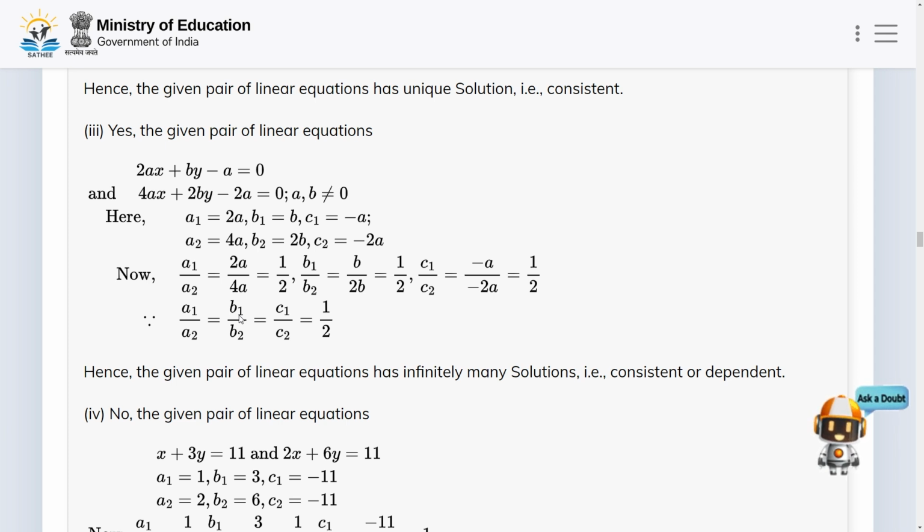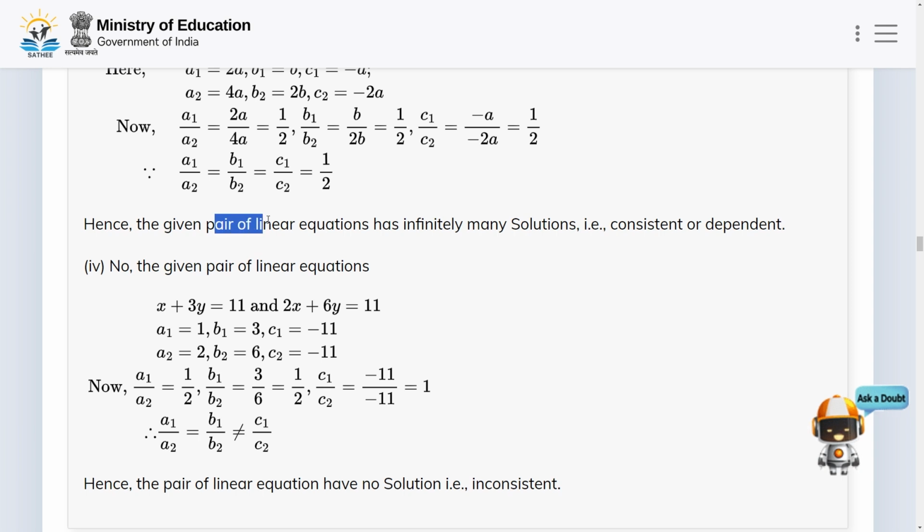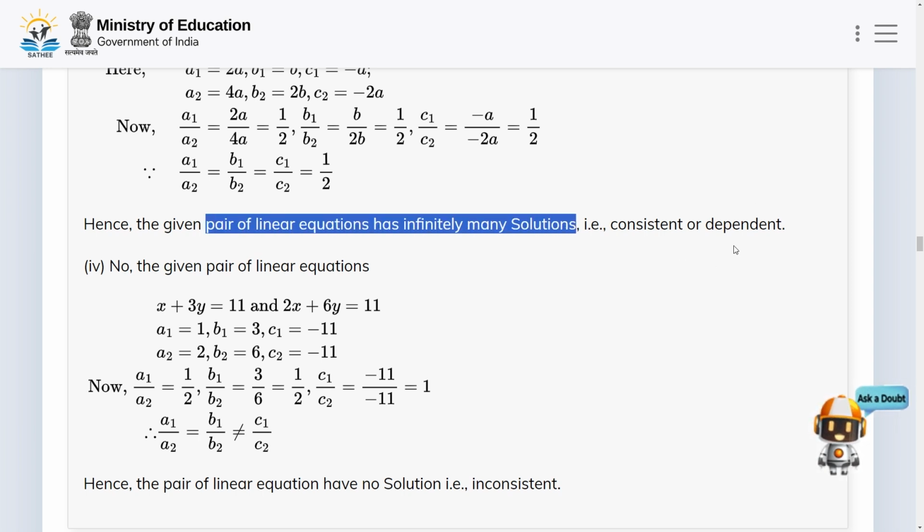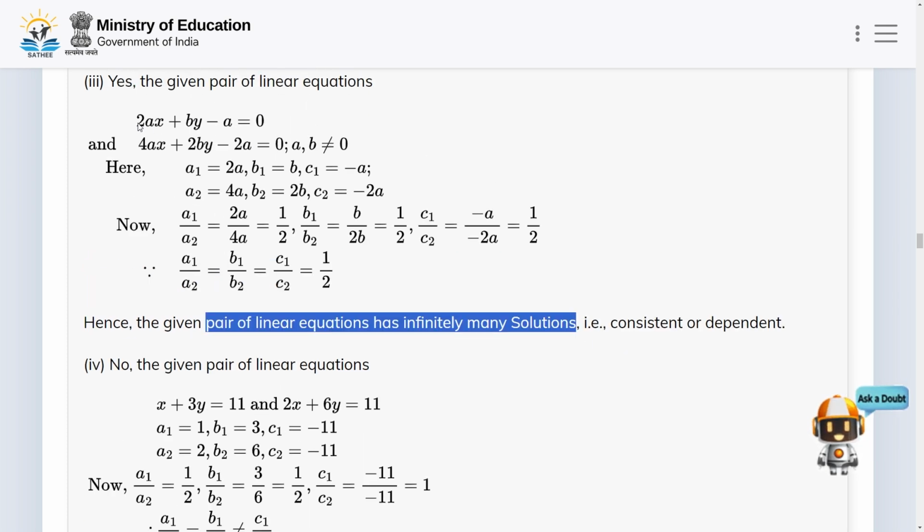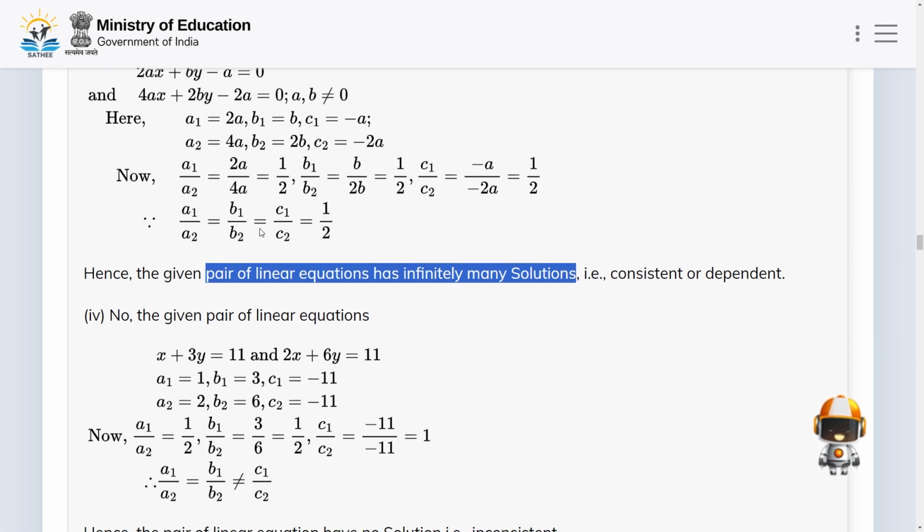Now a1 by a2 is equal to 2a by 4a, that is equal to 1 by 2, and b1 by b2 is equal to b by 2b, that is equal to 1 by 2. And c1 by c2 is equal to minus a upon minus 2a, that is equal to 1 by 2. Since a1 by a2 is equal to b1 by b2 is equal to c1 by c2, hence the given pair of linear equations has infinitely many solutions, that is, consistent or dependent solutions. So for the third one, yes, the given pair of linear equations is consistent. Now check the fourth one.